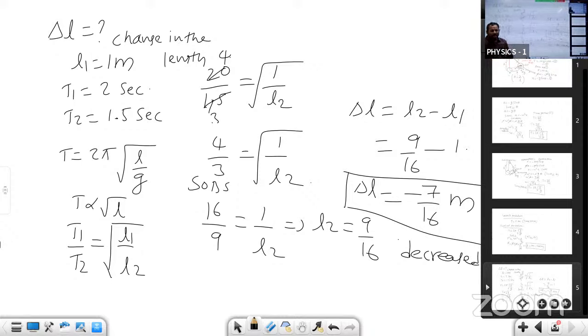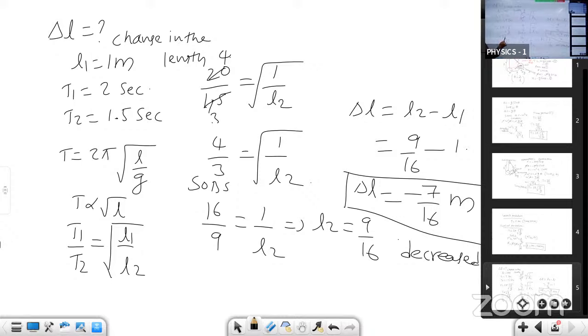Sometimes they ask just for the expression for time period. Case number 1, fix of pendulum. Case number 2, seconds pendulum. Case number 3, change in the length. That's why you go and read these 3 cases. T1 is equal to 2 seconds. T2 is equal to 1.5 seconds.